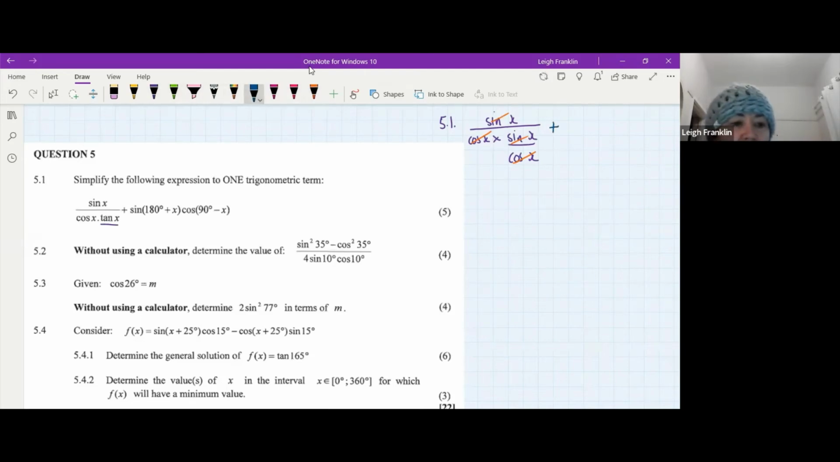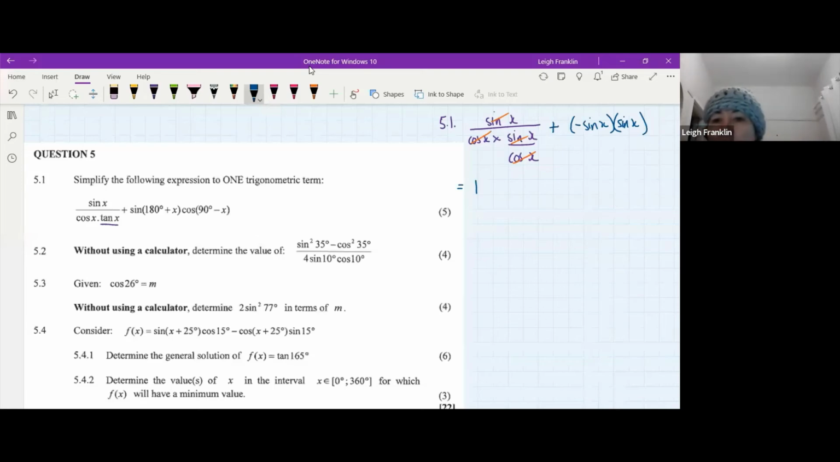Then we've got plus sine 180 plus x. That is quadrant number 3, where sine x is negative. So we have to write this as negative sine x. And it's being multiplied by cos 90 minus x, which is one of our co-functions. So if you recall, the cos of 90 minus x is sine x. Okay, so as mentioned before here, the cos x divided by the cos x is 1. Sine x divided by sine x would leave us with 1. So the first term actually has a value of 1. It's not 0. Okay, when everything cancels, it's 1.